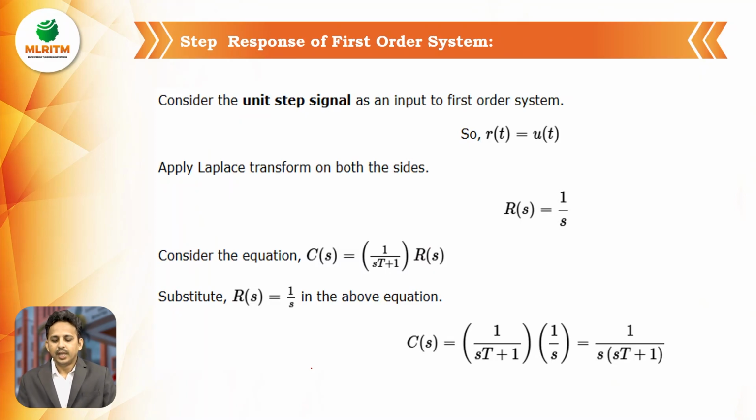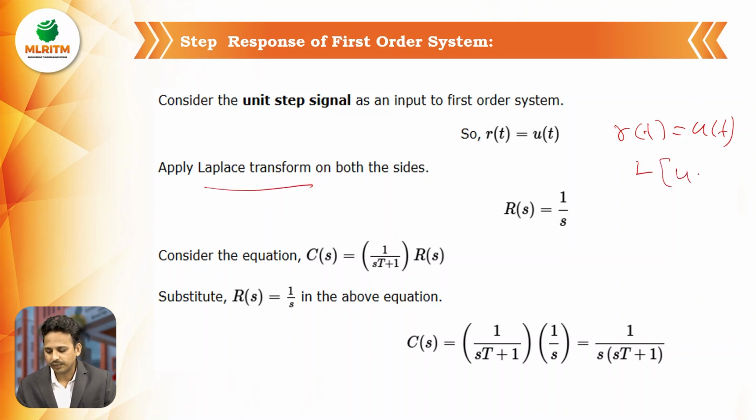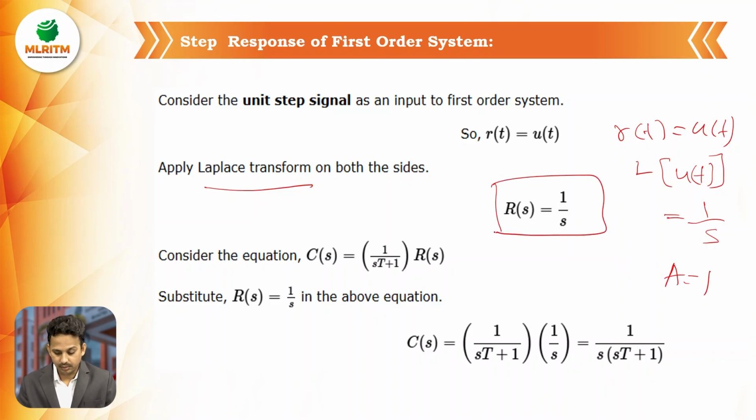Next, the step response of a first order system. See, now I am considering the same procedure. R of t is equal to u of t. Applying the Laplace transform, I will get R of s is equal to A by s, and I am taking it as a unit step, so A is equal to 1. This is the Laplace transform of a unit step input.